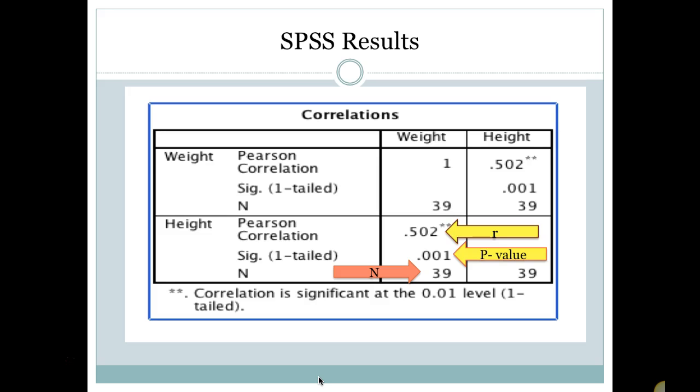Here are the results from SPSS. With n, the number of pairs of the variables weight and height, equal to 39, the r value shows a moderate positive or uphill correlation. The p-value is 0.001. This brings us to the decision rule.